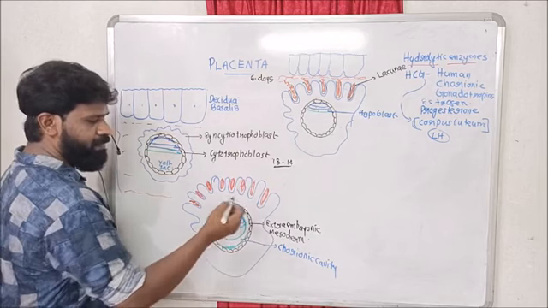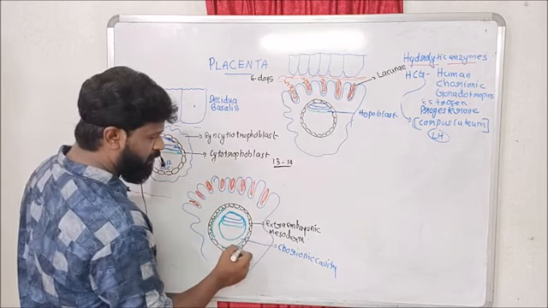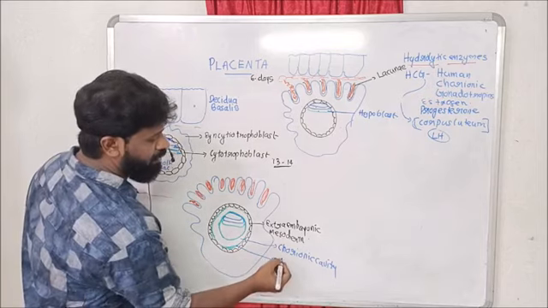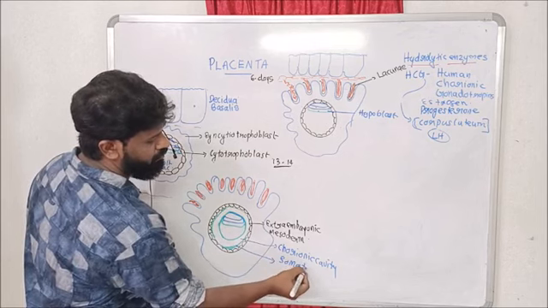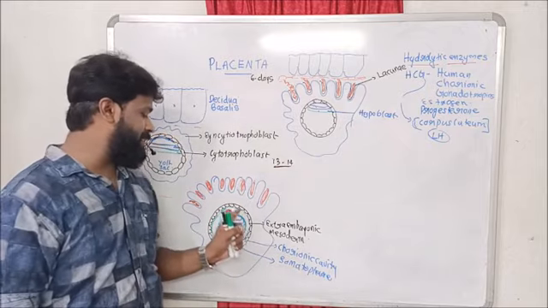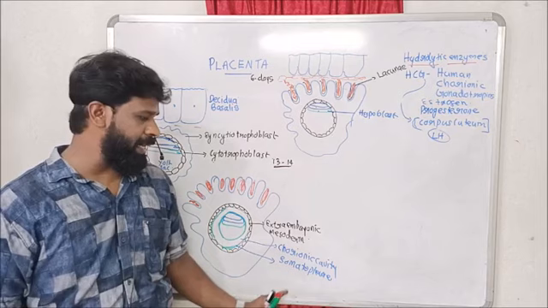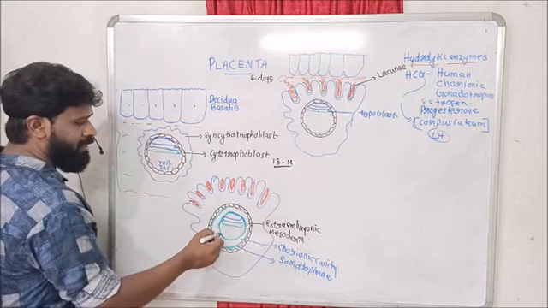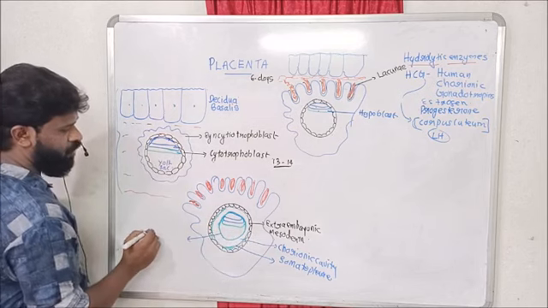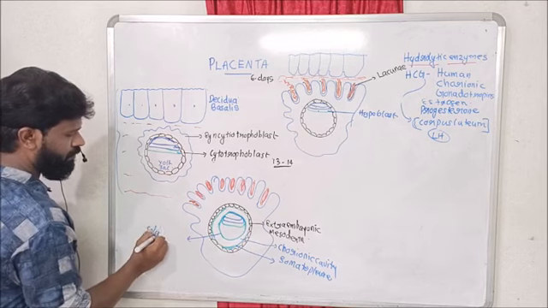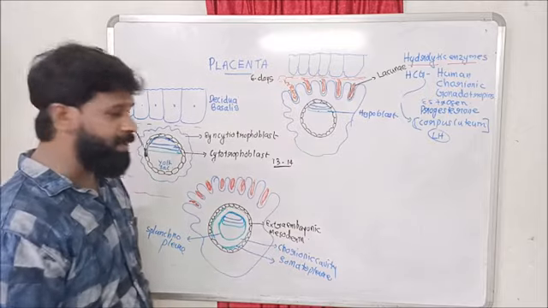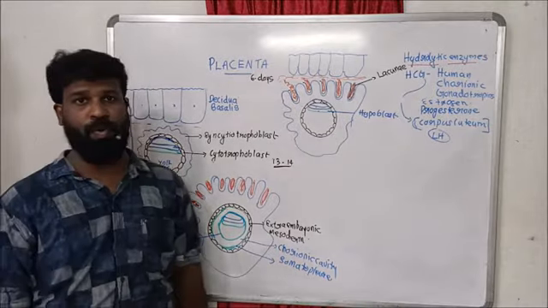And this mesoderm, we already studied this mesoderm and its changes. The mesoderm which lines this cytotrophoblast is called somatopleure. And the mesoderm which covers this, the yolk sac, is called splanchnopleure. I taught about somatopleure and splanchnopleure in my previous video.